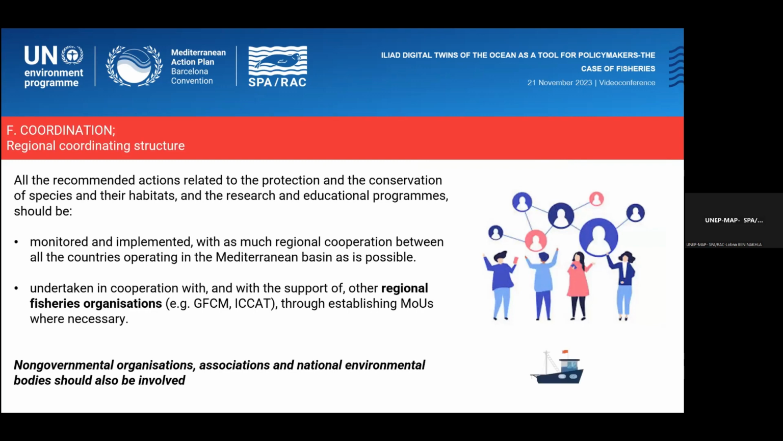Now, the last part of this action plan is about coordination, which has to be done by SPA/RAC, since it is coordinating this action plan. But we assume and we propose that this should be done in cooperation and with the support of other regional organizations, including the regional organizations working for fisheries like GFCM and ICCAT, and conservation ones like ACCOBAMS and IUCN Med. And here we also underline that non-governmental organizations, associations, and national environmental bodies should also be involved to achieve the objective of this action plan.